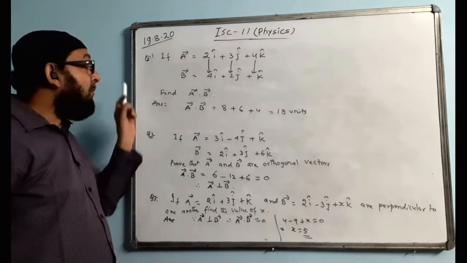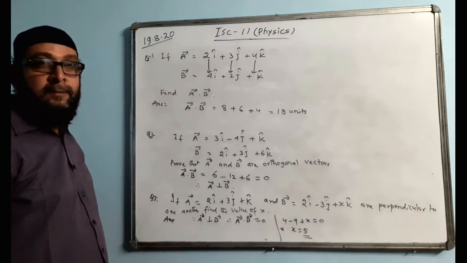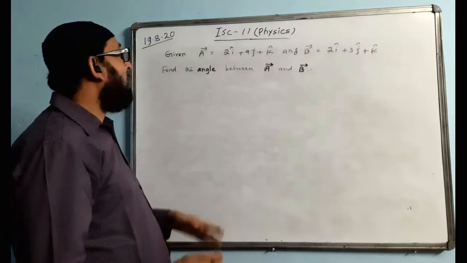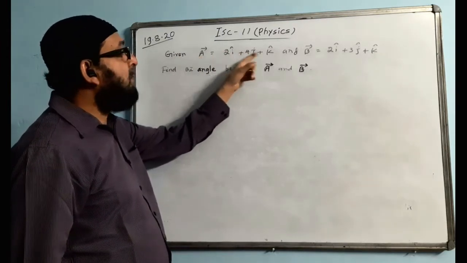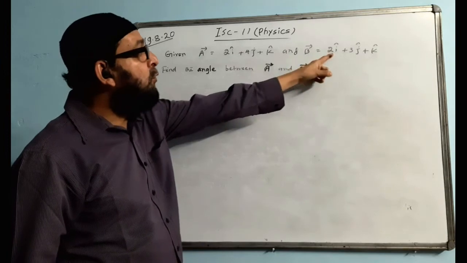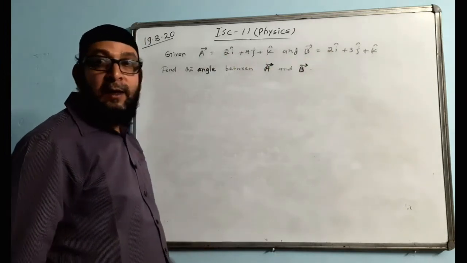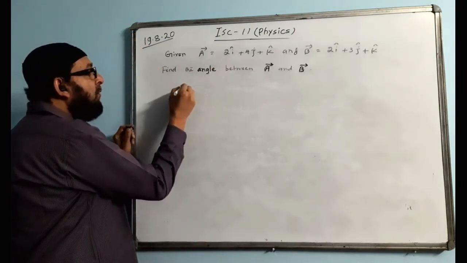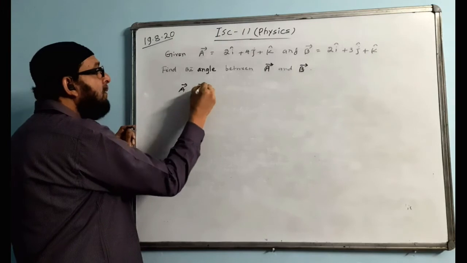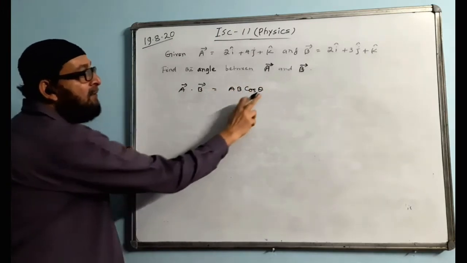So these types of problems you can expect from the dot or scalar product. Okay, here is another problem on the dot product. Given a equal to 2i plus 4j plus k and b equal to 2i plus 3j plus k, these two vectors are given and the question is asking to find the angle between them. To find the angle between the two vectors, I will use the formula a dot b equals |a||b| cos theta. We will find the value of theta.